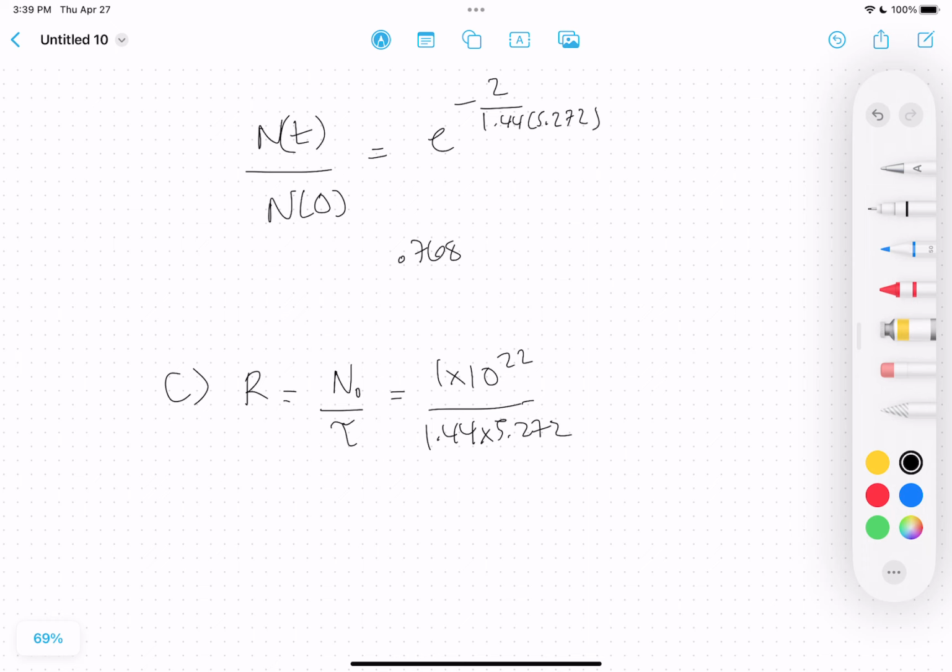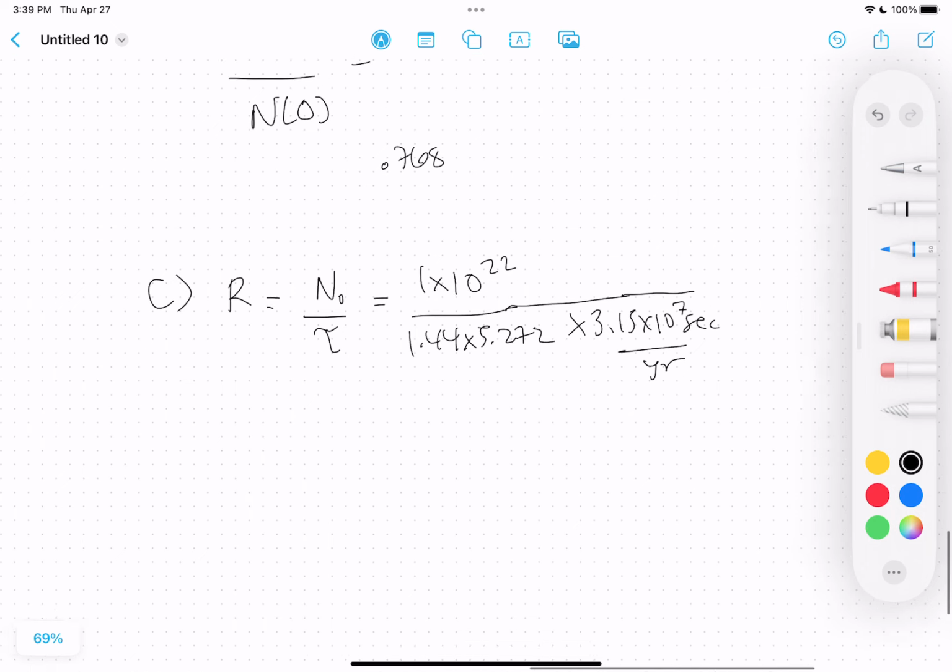You're good. But it's really important to know this one, because it especially comes in handy with the activity stuff when you're trying to do things in decays per second. You have to know that you have to convert, like if you have years for your half-life, you have to make sure you convert that back to seconds. So in the denominator, 1.44 times 5.272 years, you would have to convert that now to seconds. You just multiply that whole thing in the denominator by 3.15 times 10 to the 7th seconds per year, to cancel out the years, and you're just left with seconds on the bottom.